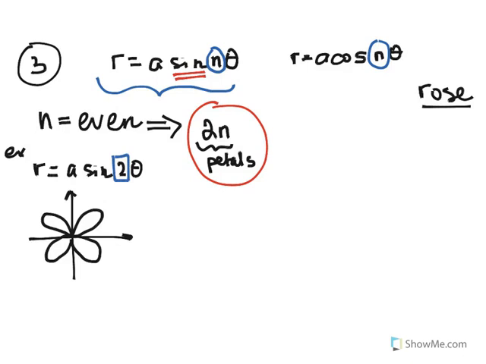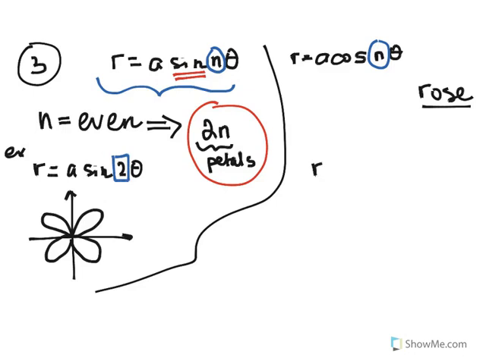Now, you noticed that each petal is located between the axes. So one petal is in the first quadrant, the second one is in the second, and third and fourth, and so on. But they all meet at the origin. That's important.